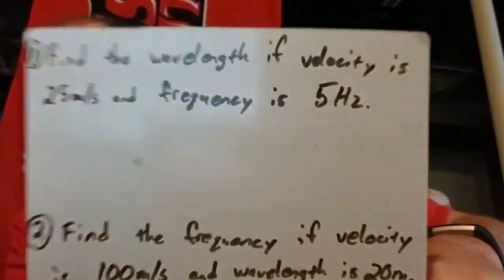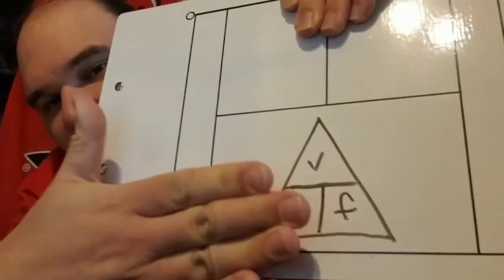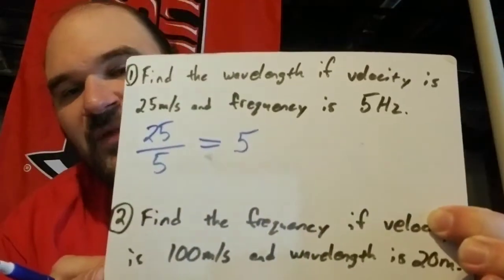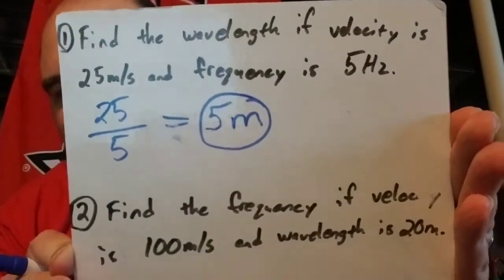Find the wavelength if velocity is 25 meters per second and frequency is 5 hertz. It's going to be our first question. So since we are trying to find the wavelength, we are going to cover up wavelength and see that we're going to divide velocity by frequency. So let's go ahead and take a look at what that'll look like. Divide velocity by frequency. 25 divided by 5. And hopefully you know that that answer is going to be 5. But then, of course, we want to make sure we include units. And so since we are looking for wavelength, it's going to be 5 meters. You're going to have to write that lowercase m next to it.